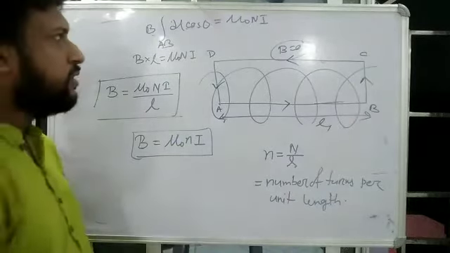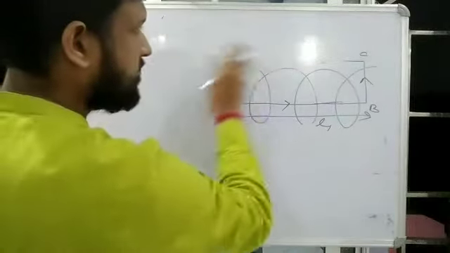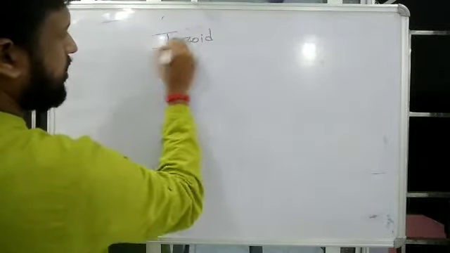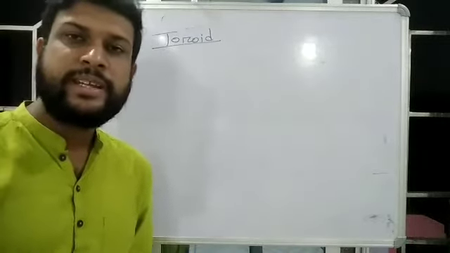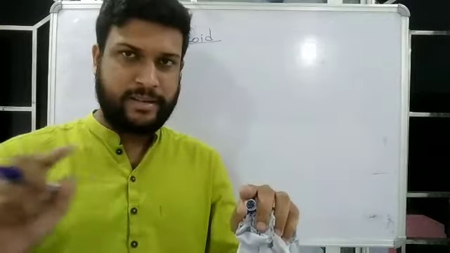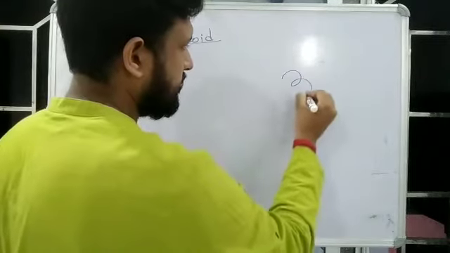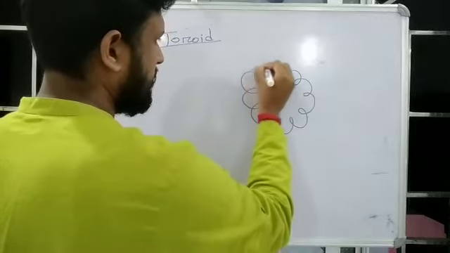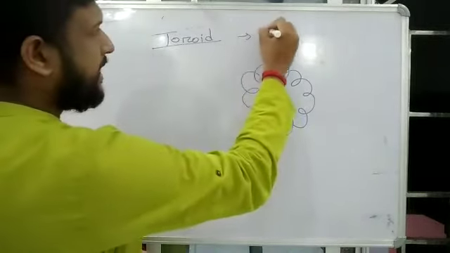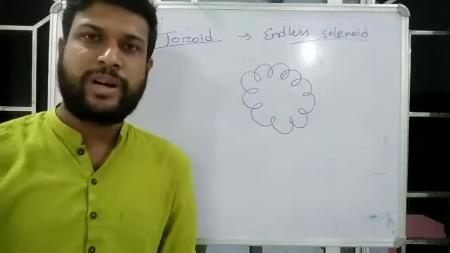Okay everyone, one more thing is there, which is called a toroid. This is nothing different. What is a toroid? A toroid is a circular solenoid. If you join both ends of the solenoid, suppose you have a spring, the solenoid is like a spring, right? If you connect both ends together, it will look like this. So basically this is called a toroid. A toroid is an endless solenoid. You can remember it like this.